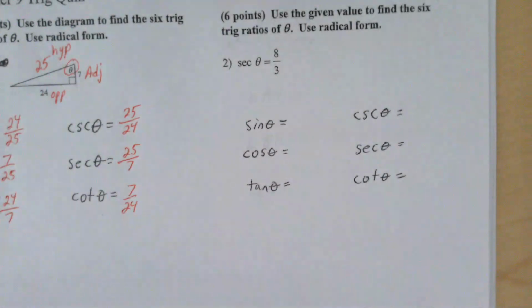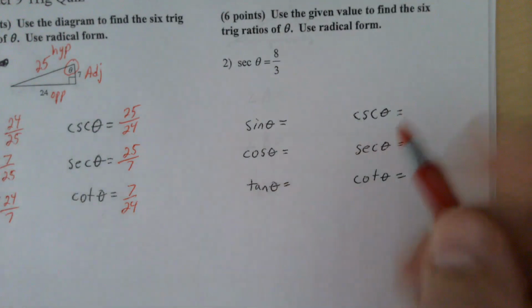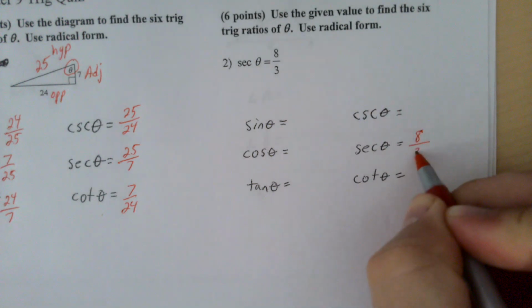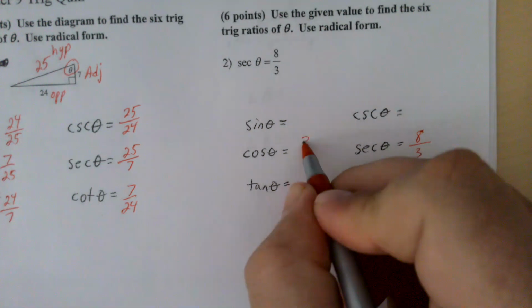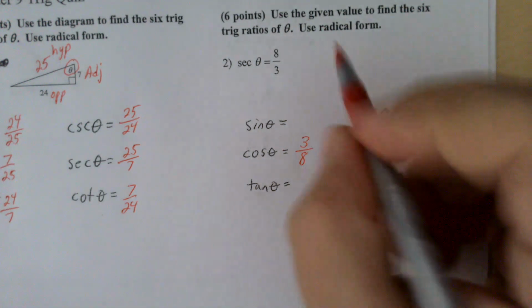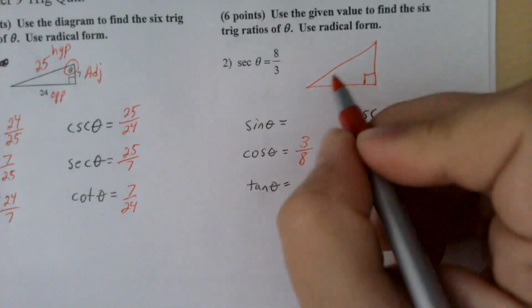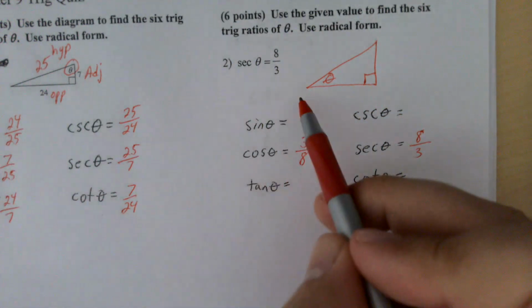Now for this one, I don't have the right triangle, so I want you to draw a right triangle. So I give you one of it. So I'm basically telling you that the secant is 8 over 3. Well, that automatically forces the cosine to be 3 over 8. Okay, so make a generic right triangle. Put your theta in one of the acute angles. I'm going to put it down here.